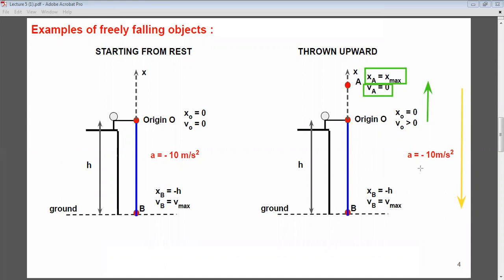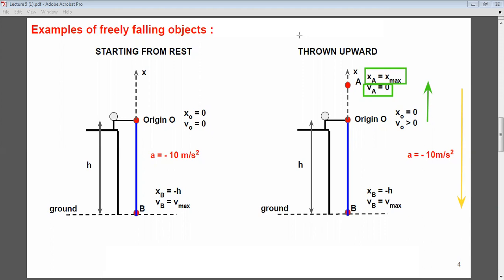Okay. And in the whole case, how much is the acceleration? While it's going up or going down, how much is the acceleration? You have to keep in mind that the acceleration will be constant, minus 10 meters per second square. And this is why we are interested in this situation, because we are discussing moving under constant acceleration.